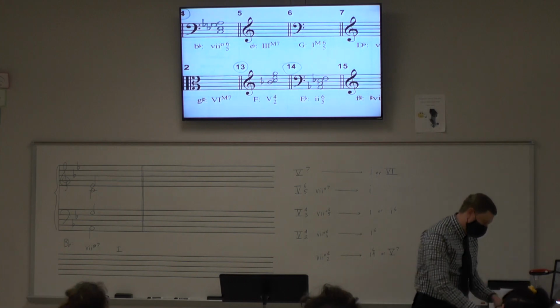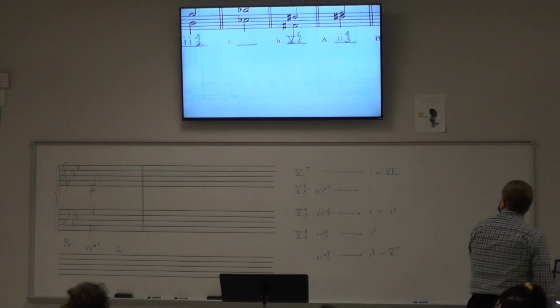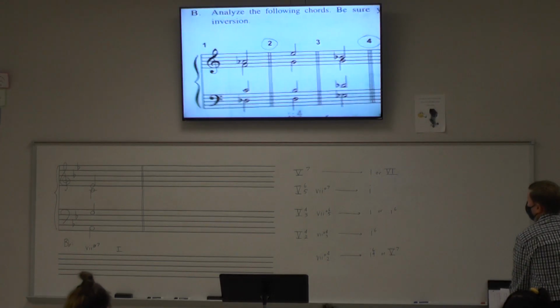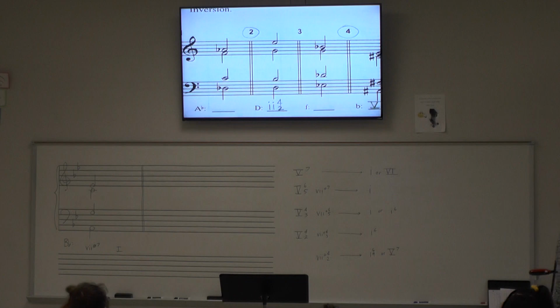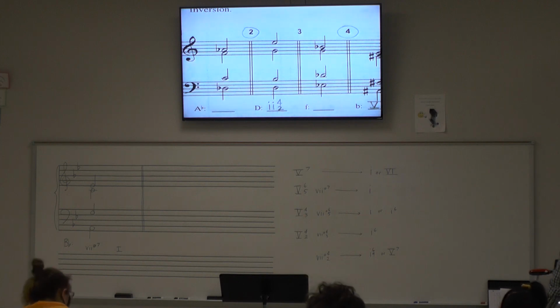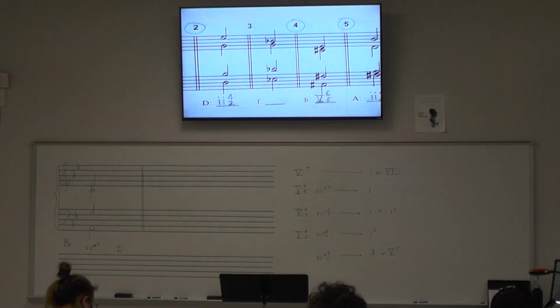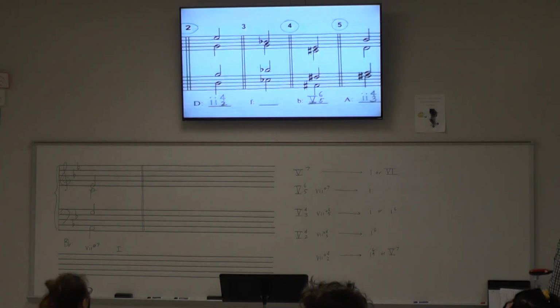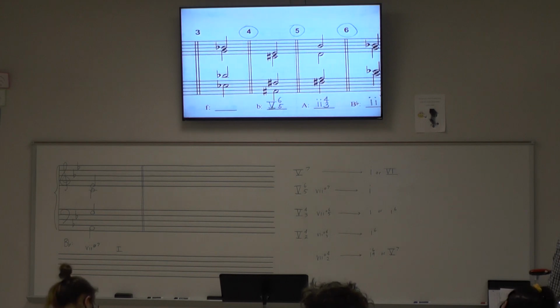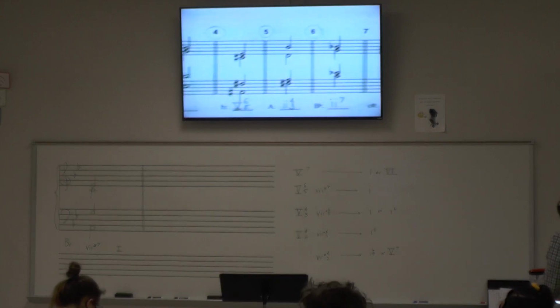We have 2, 4, 5, and 6. Number 2, I hope you got a ii 4/2 chord in the key of D major. Remember the ii7 in major keys is a minor 7th chord. You don't need any diminished symbols or anything like that. It's just a plain minor 7th chord. Number 4, V6/5 in the key of B minor. Number 5, a V4/3. And number 6 is a ii7.